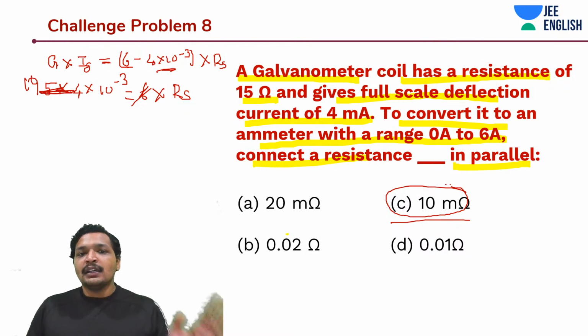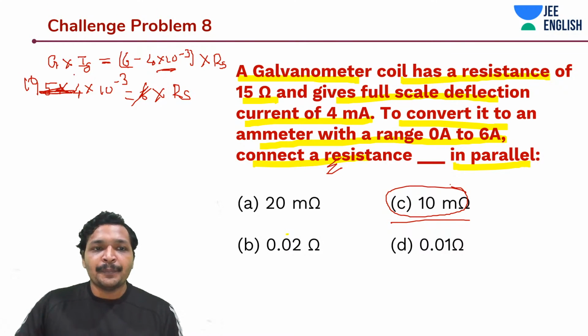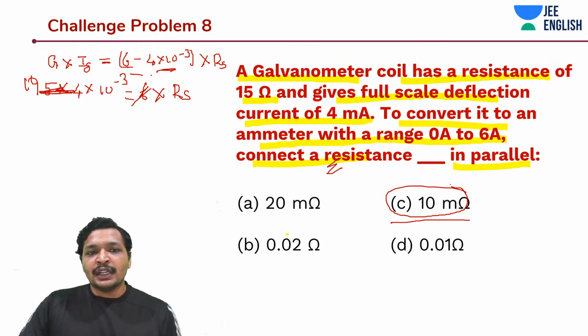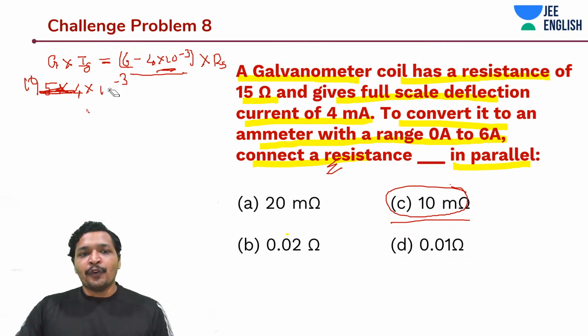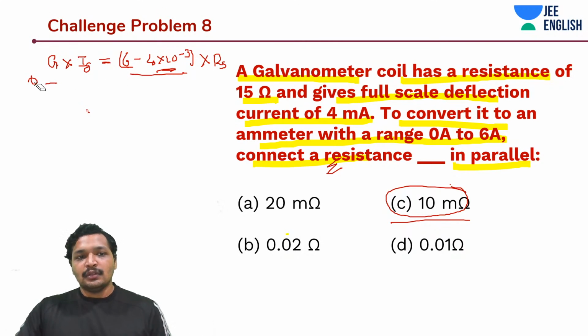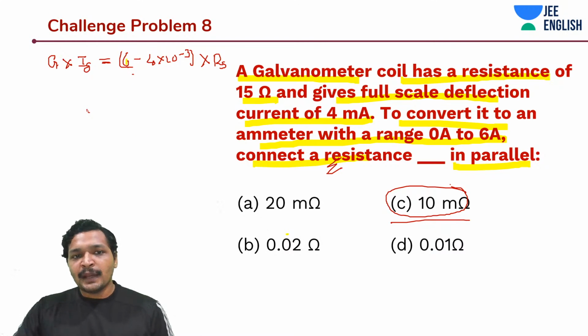So you got this point, right? What did I do? I basically equated the current through the shunt resistor, which is 6 minus 4 milliampere, into the shunt resistance. So (6 minus 4 into 10 to the power minus 3) into Rs is equal to G into Ig.